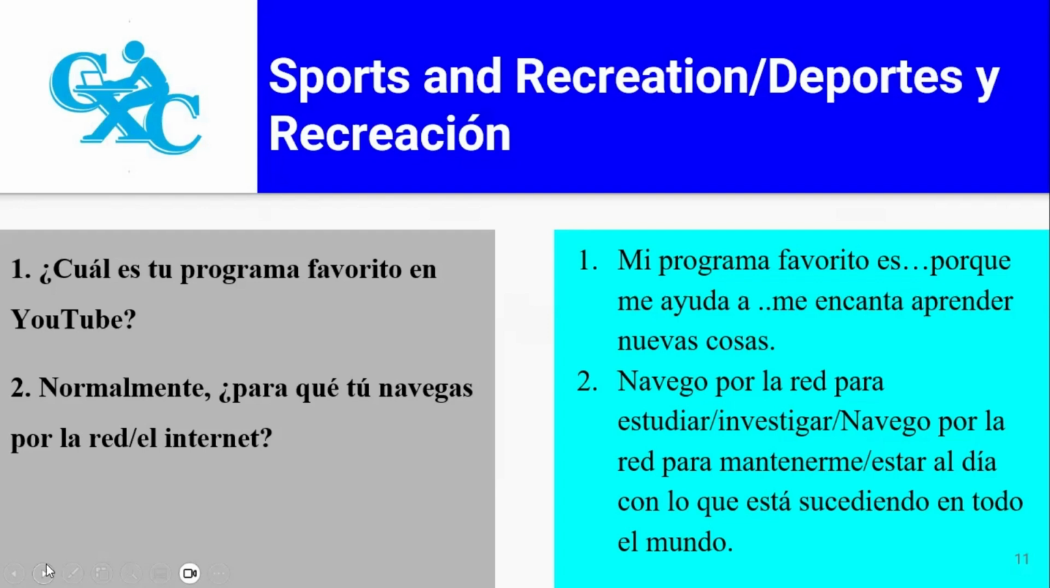So, what is it saying? So you surf the net or social media for many reasons. It could be to study, to research, or you can say navigate to keep abreast of what is happening in the world. All right, so look at the expression, mantenerme o estar al día con lo que está sucediendo, okay? To keep abreast or to keep up with what is happening in the world. All right, excelente.